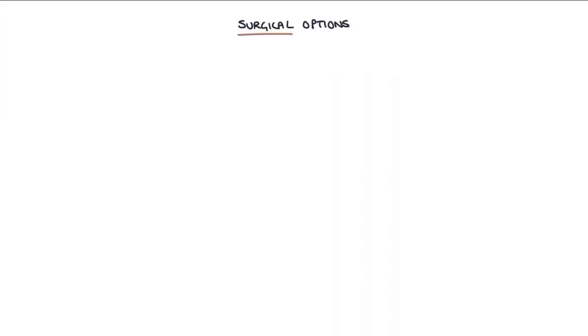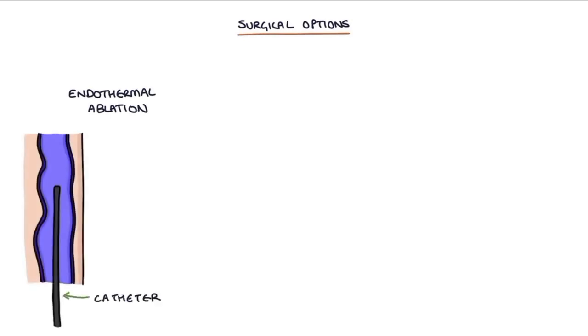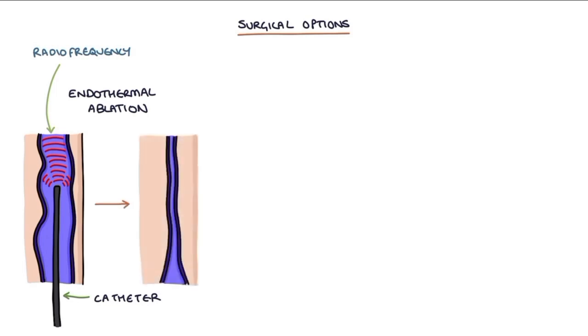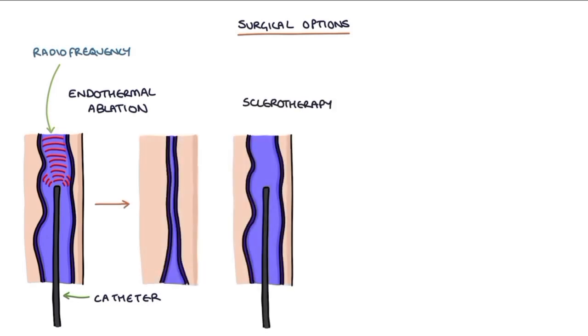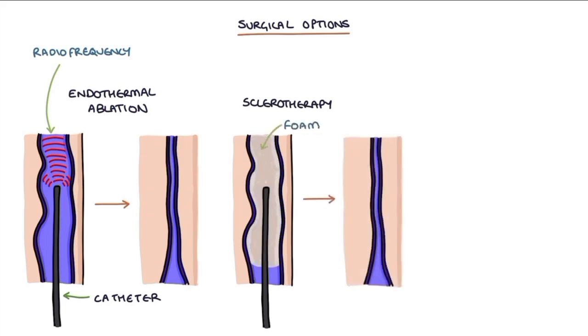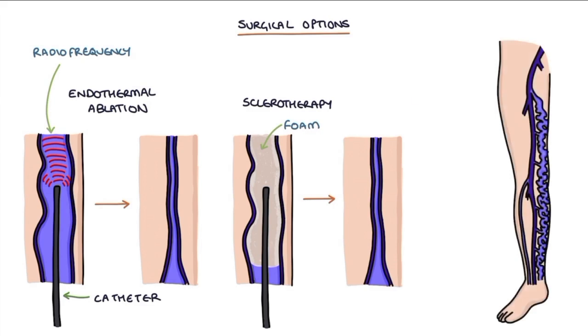The surgical options for treating varicose veins are endothermal ablation, which involves inserting a catheter into the vein to apply radiofrequency ablation and destroy the vein. Sclerotherapy, which involves injecting the vein with an irritant foam that causes closure of the vein. And stripping of the veins, which is where the veins are ligated and pulled out of the leg.